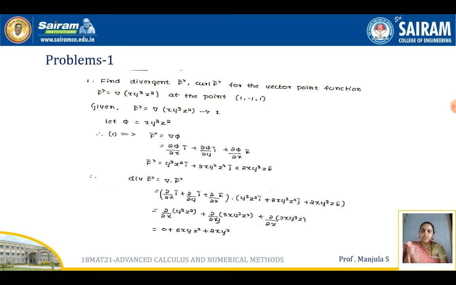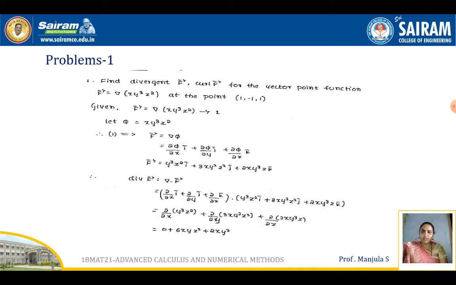Find divergence f and curl f for the vector point function vector f equals del of x y cube z square at the point 1, minus 1, 1. So this is the question. Here they have given the vector f in terms of gradient. So first we have to find out the value of vector f. They have given grad of x y cube z square.